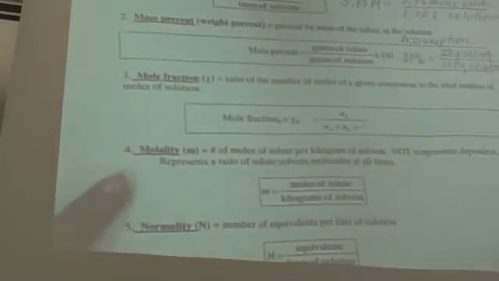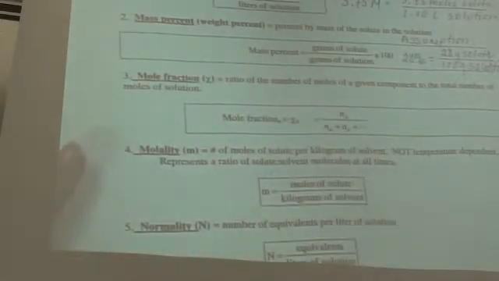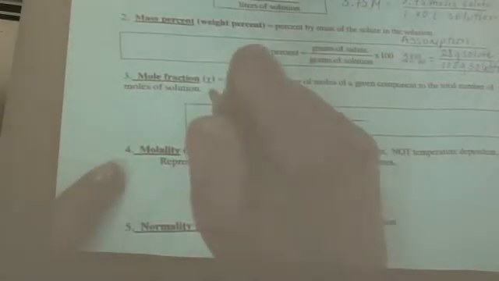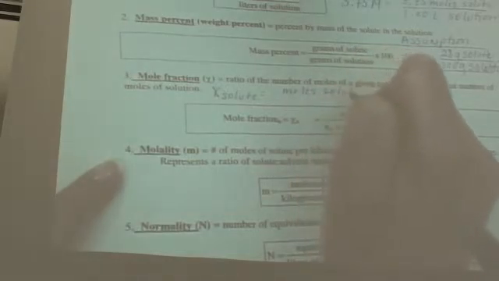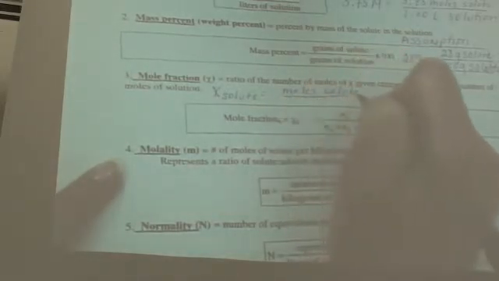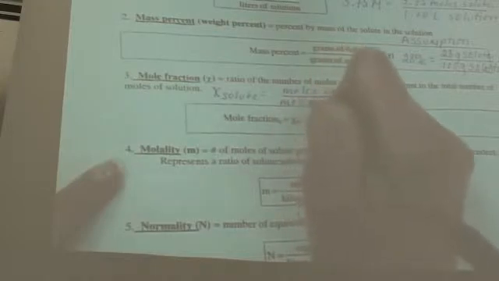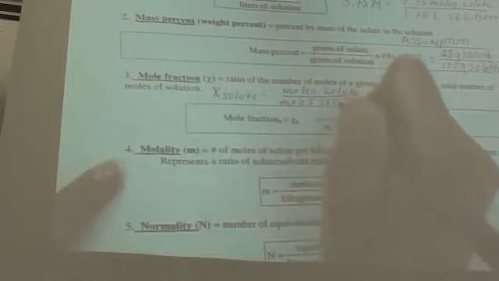Now, mole fraction is a ratio of the number of moles of a given component to the number of moles of solution. Oh, that's very unhelpful, isn't it? Here we go, because you can describe this in two ways. Here's the most common way. The mole fraction of the solute is equal to the moles of the solute divided by the moles of the solute plus the moles of the solvent.